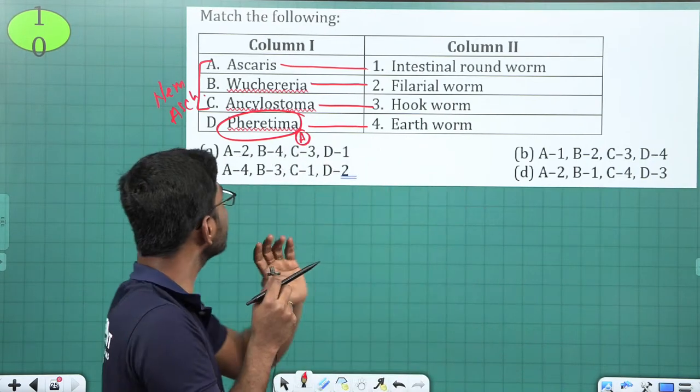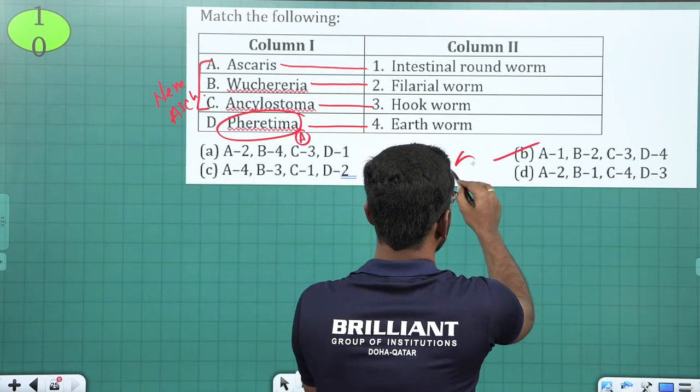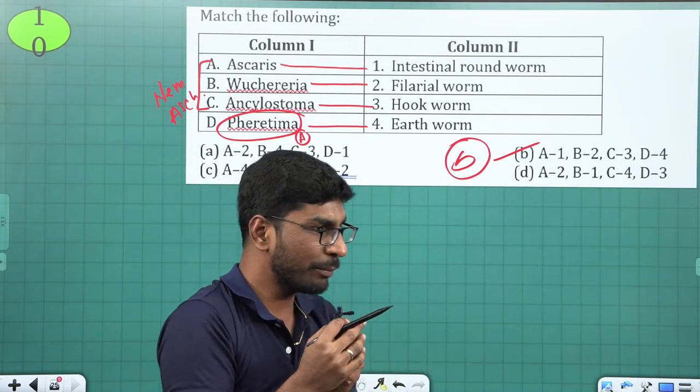Do you remember? So the answer is what? Tell me, 1, 2, 3, 4. How simple it is. Option B is the right answer. You got my point? Yes.